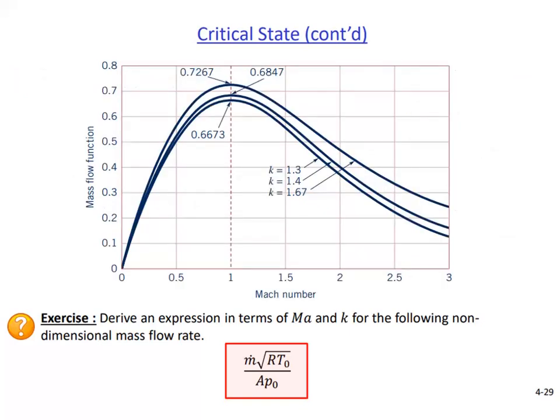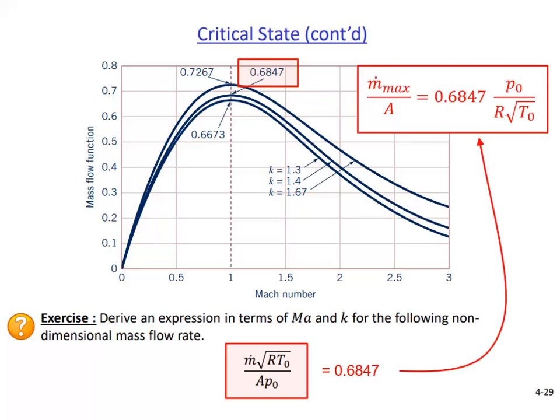Here is the plotted version of this parameter. Horizontal axis is again the Mach number. 3 different curves are provided for 3 different gases. The most important detail in this plot is that the maximum value is obtained at Mach number 1. For a given gas, such as air, the maximum value in the plot is 0.6847.